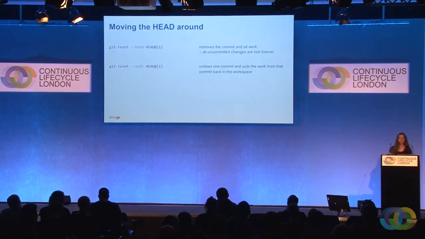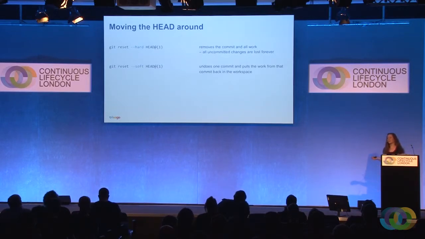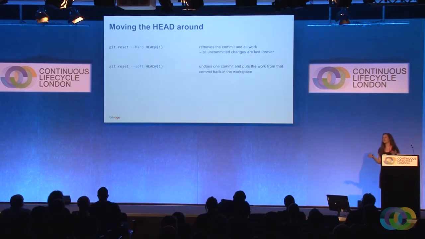If you actually want to move the head around, you can use git reset. If you use the hard option, all your uncommitted changes are lost forever. Be careful with that. And it will remove all the previous commit. If you use git reset --soft, all the committed changes will be pushed to your workspace like you never committed them.